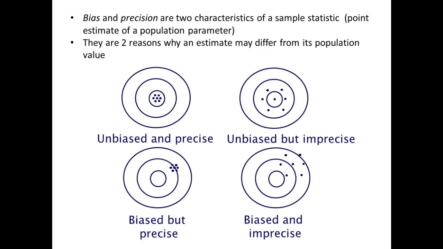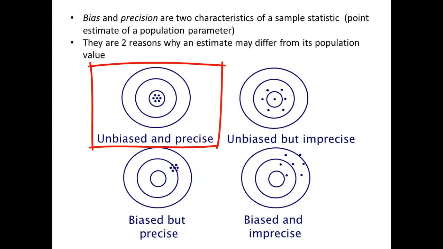If we consider each of the 7 marks on these dartboards a point estimate, and the middle of the dartboard the true population parameter that we're trying to estimate, in this plot here we've made an unbiased and precise estimate. Sometimes you will hear people use the word accuracy instead of bias, but I think bias is much more common when we talk about the results of a study, so I'm going to use the word bias.